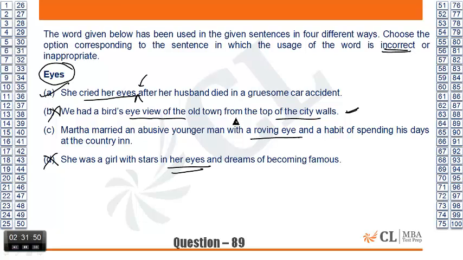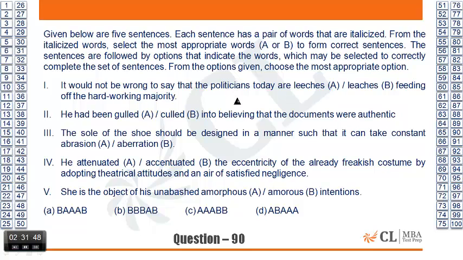Okay. Given below are 5 sentences. Each sentence has a pair of words. From the options, select the most appropriate word to form sentences. The options indicate the word which may be selected to correctly complete the set of sentences. From the options given, choose the most appropriate option.